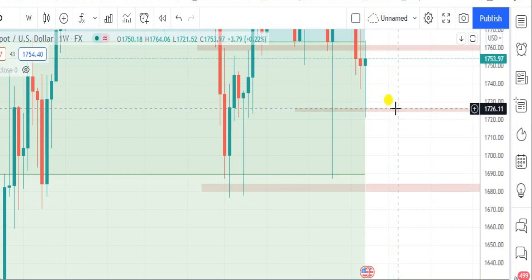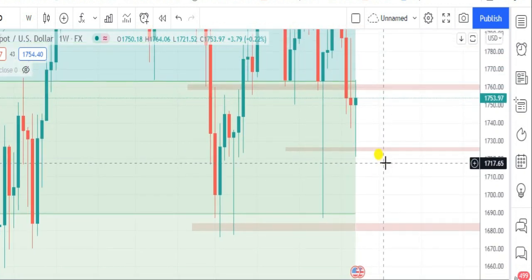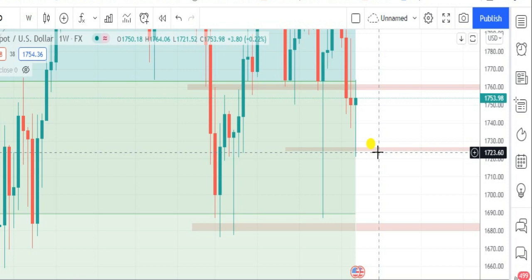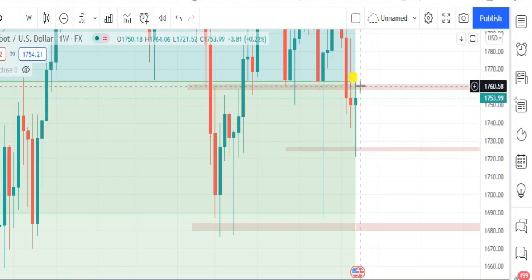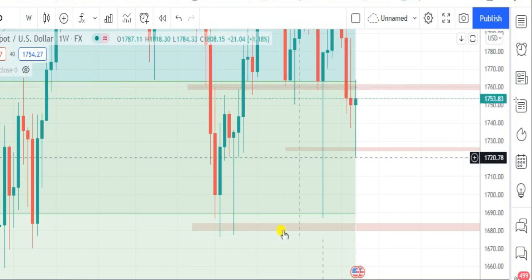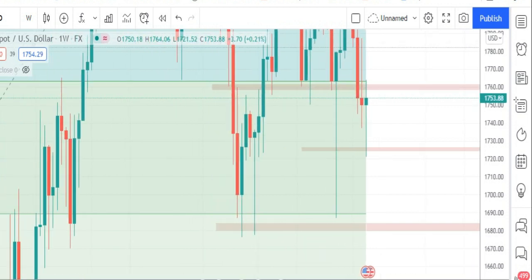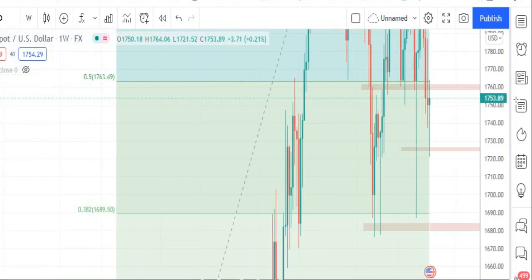I told you to open buy trades here at 1725, and I hope you have secured very good pips. And the 1760 level is the most deciding level. Why am I saying 1760 is a deciding level? Because on the Fibonacci retracement, it's the 50% level.